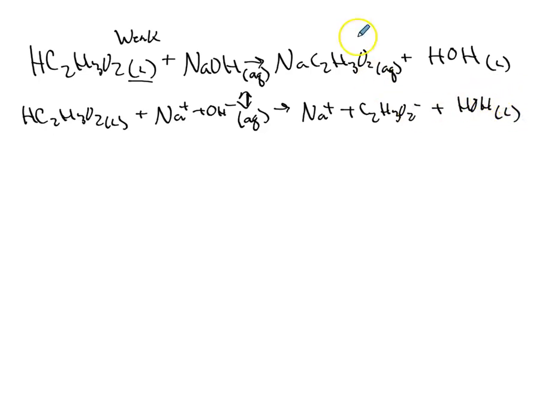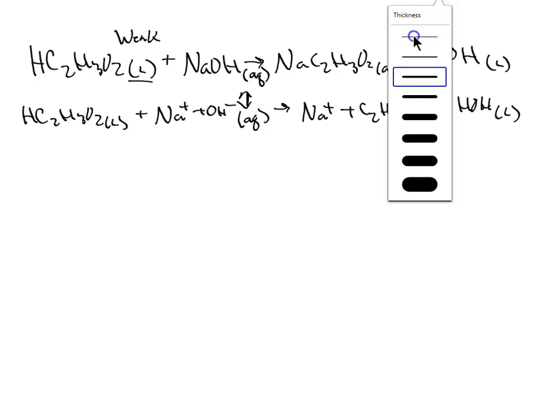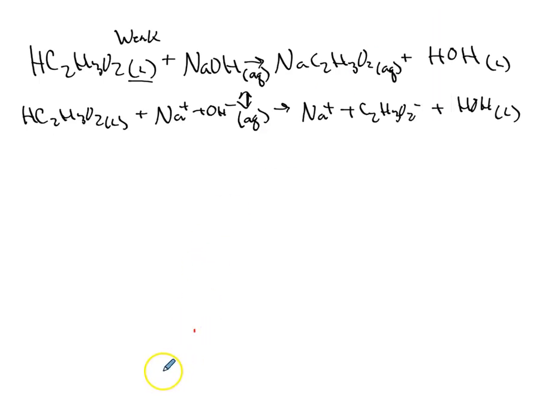Now, if we were to eliminate things, the things we would eliminate would be the things that are the exact same on both sides, which would only be Na plus. It is Na plus on the left and Na plus on the right. Now, this is an ion. The acetate ion is here, but it's not an ion over here. And same with hydroxide. It is an ion here, but not here.